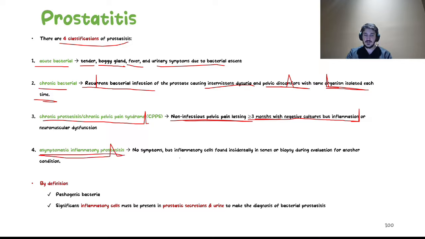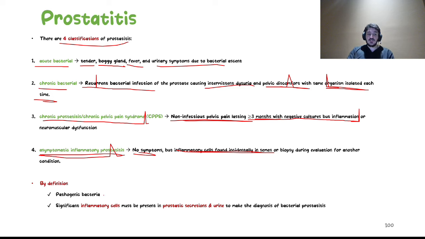Lastly, we have asymptomatic inflammatory prostatitis. So there are no symptoms, but there are inflammatory cells. Okay, so that's all you need to know. It's no symptoms, but there are inflammatory cells, and usually this is found incidentally, because no one is going to go if they don't have symptoms. So it's usually found incidentally for some other reason.